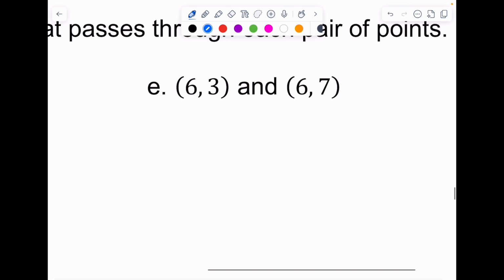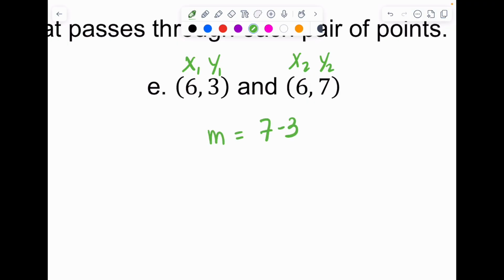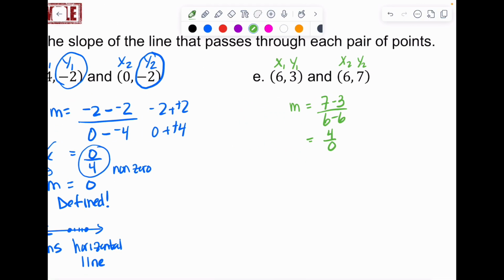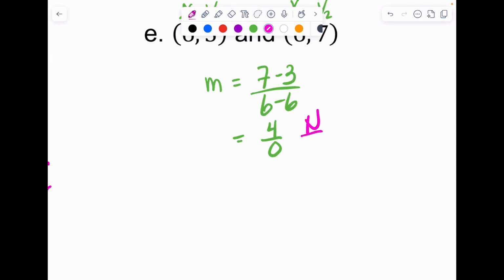Part E. Let's label. We have x1, y1, x2, y2. So I'm going to take 7 minus 3 over 6 minus 6. Uh-oh. We get 4/0. And what I tell a lot of kids, I don't know if this is helpful, is it is okay to have a 0 in the numerator with a non-zero number in the denominator. That's okay. It's 0. But no, it's not okay to have a 0 in the denominator.